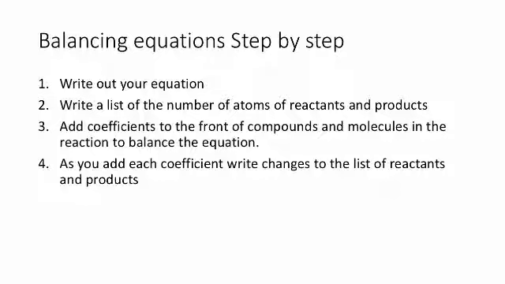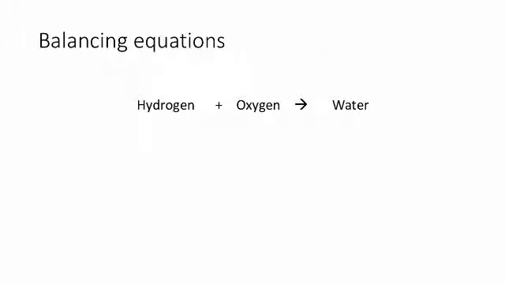So let's have a go. So when we have hydrogen gas and oxygen gas reacted together, we produce water. We can write this equation chemically using symbols like this. So this is step 1. You then need to write a list of the number of atoms of reactants and products, and this step is shown here.